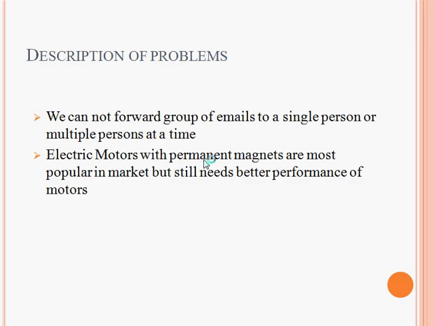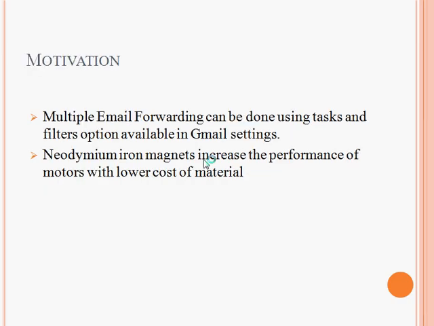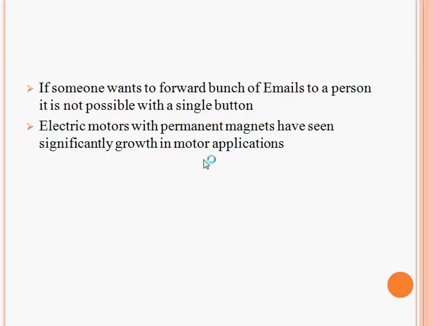The next one, I searched for it and found out we have tasks and filters in Gmail. We can use those tasks and filters to forward multiple emails. That's the motivation of this problem. It's the same thing as when we select multiple emails and trash them at a time. Why can't we select different emails and forward them with a single button? That's the basic idea I got.